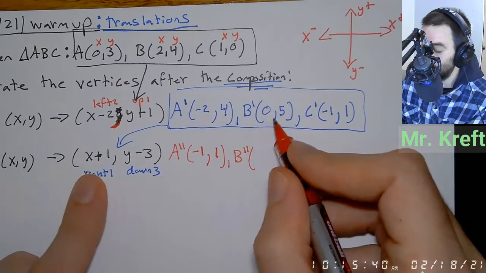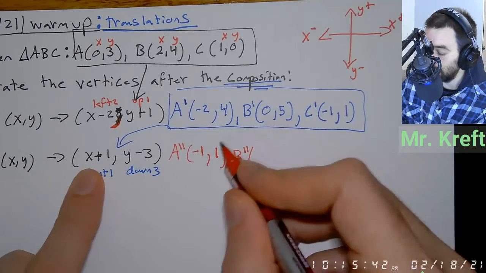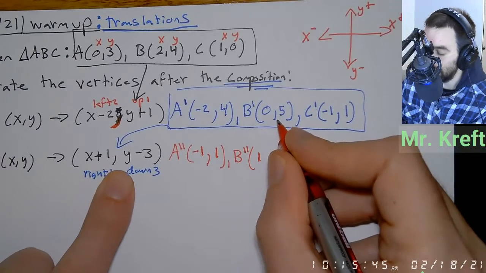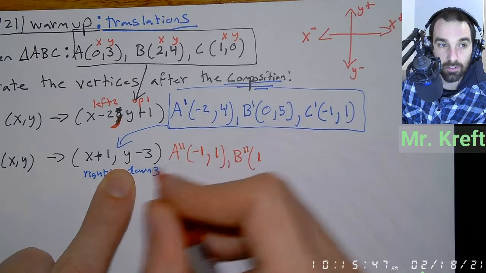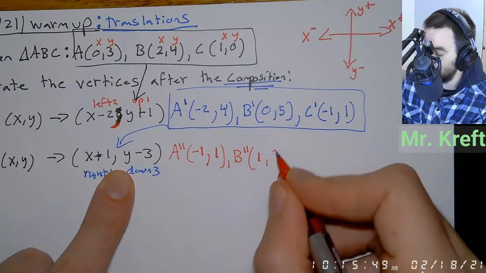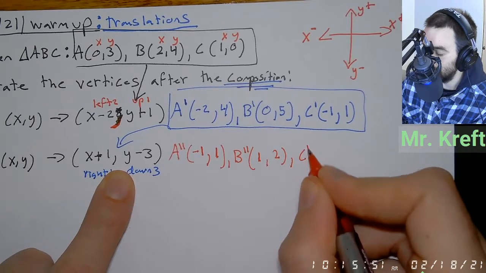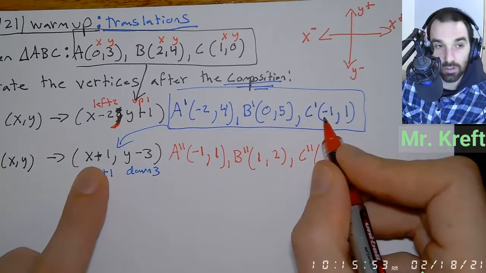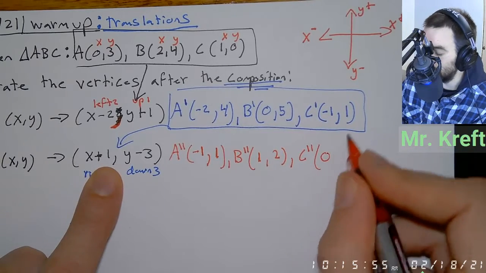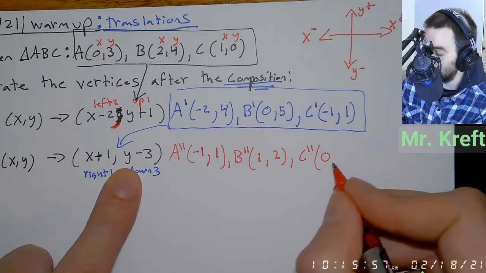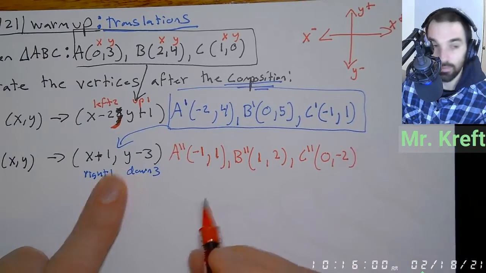So b prime, so I'm going to have 0. 0 plus 1 is 1, and then I'm going to have my y. 5 minus 3 is 2. And then I'm going to have c double prime. I'm going to have -1 plus 1, that's 0. And then I'm going to have 1 minus 3, that's -2.